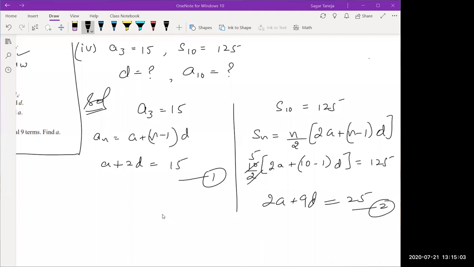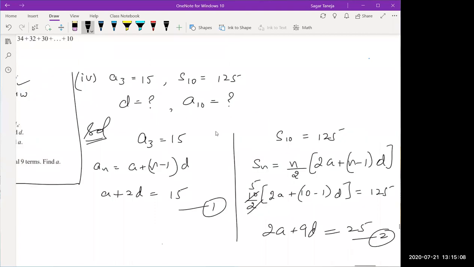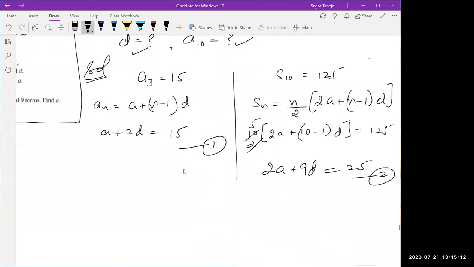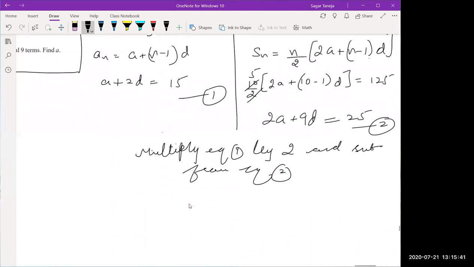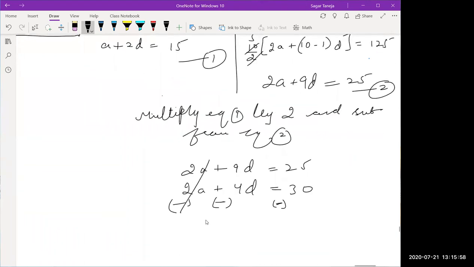Now these two equations we can solve further by the elimination method to take out the values of a and d, as we have to find d and then a10. As we have to make the coefficient of a the same, this is 2 here, so I am making it 2 here also. So multiply the first equation by 2 and subtract from equation 2. Equation 2 is 2a plus 9d is equal to 25. Multiplying the first equation by 2 gives 2a plus 4d is equal to 30. Change the signs on all sides. 2a cancels out. Now it is 5d is equal to minus 5, and d is equal to minus 1.